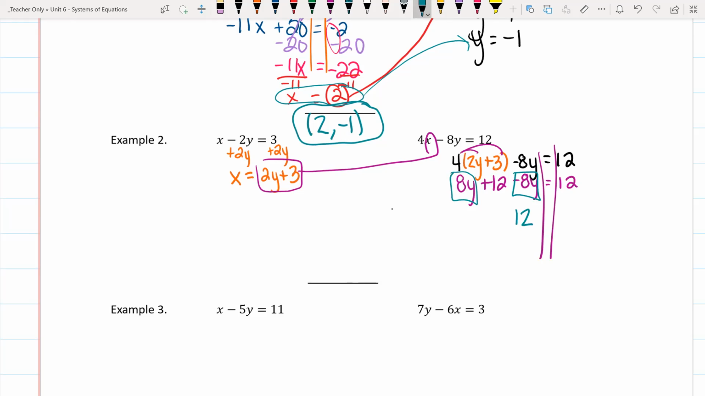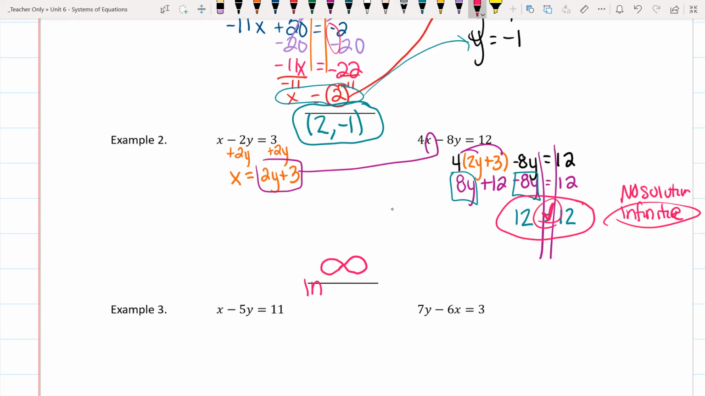Is 12 equal to 12? Hopefully you're saying, yes, 12 is equal to 12. And remember, when I solve an equation like this, what does it mean? Well, it means one of two things. It's either no solution or infinite solutions. Remember that? So since it's equal, since it is true, it's infinite. So that's what we're going to write here. I'm just going to write the infinity sign, but you can write infinite solutions. Either one.